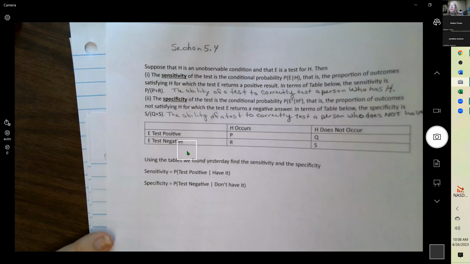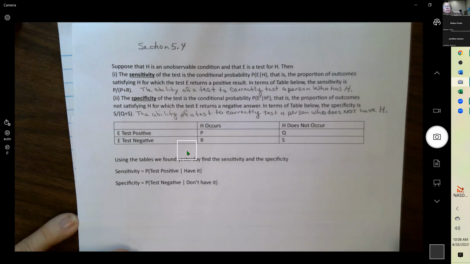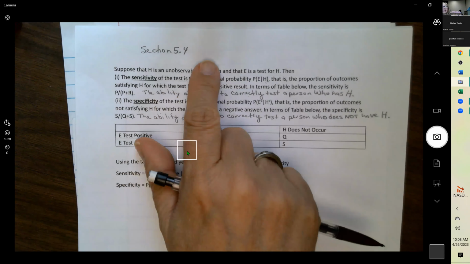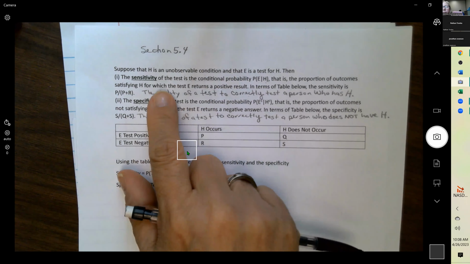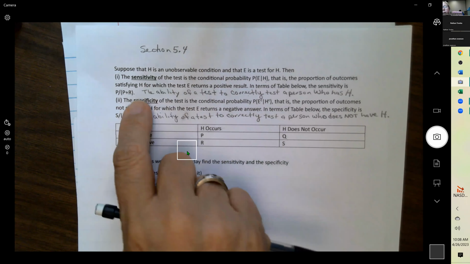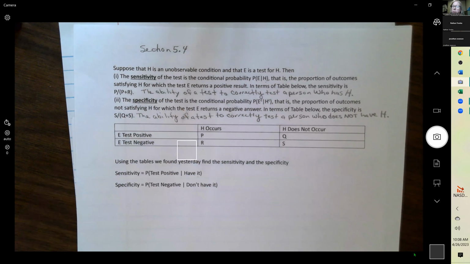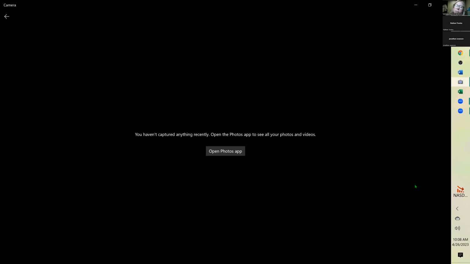Okay, here's the formula. So sensitivity, and these are under the 5.4 section. I did add them in, but I did put the definition after. I haven't captured everything.